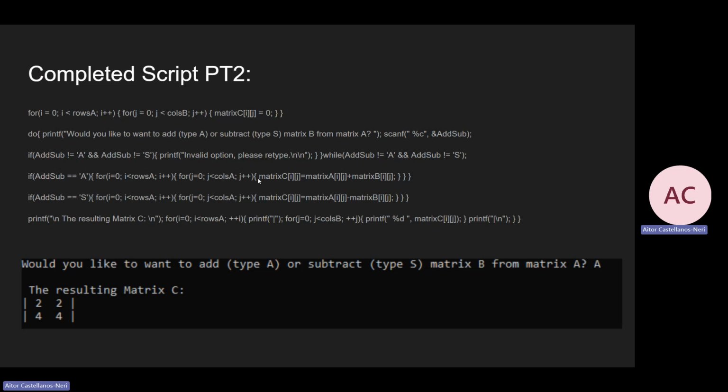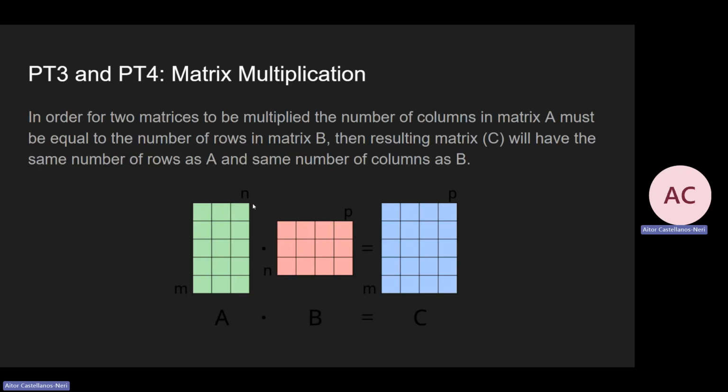But if it is A, then obviously it'll do the addition. So here we have matrix C is equal to matrix A plus matrix B, and if you typed S, once again you're going to have C is equal to A minus B. And the resulting matrix is C. So here we have that. And then obviously we have, once again, the bars and whatever you did for the rows and columns, which will change depending on the size of it.